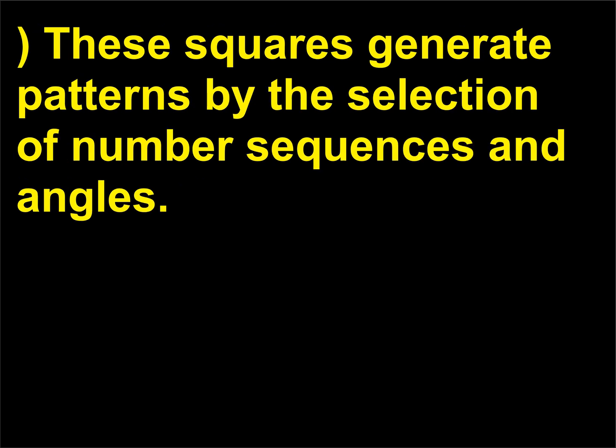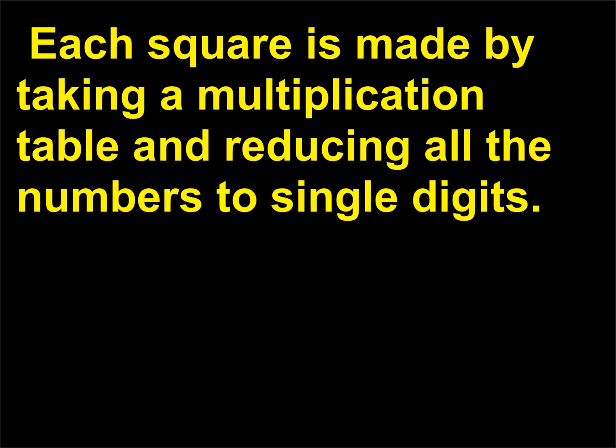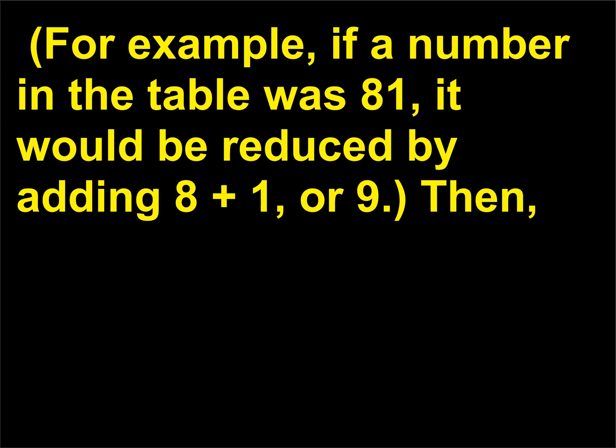These squares generate patterns by the selection of number sequences and angles. Each square is made by taking a multiplication table and reducing all the numbers to single digits. For example, if a number in the table was 81, it would be reduced by adding 8 plus 1, or 9.